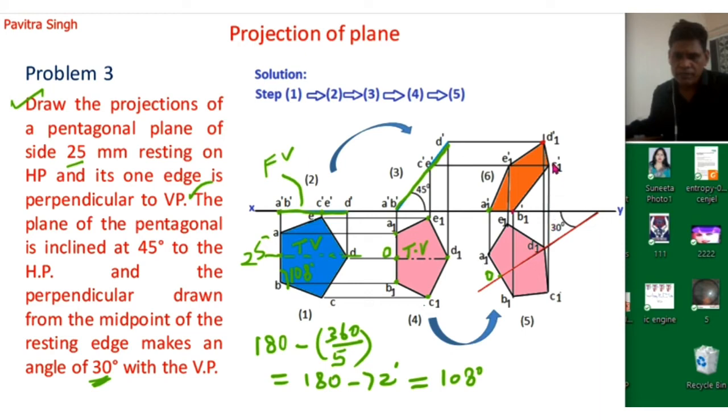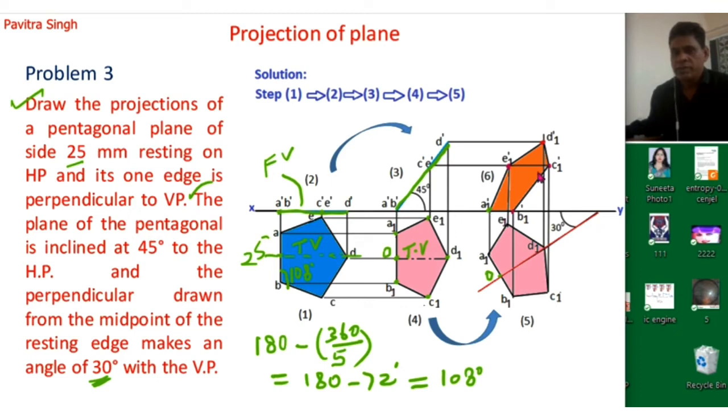Vertical line from point C1 and horizontal line from point C dash. So this will be point C1 dash. Now vertical line from point D1, horizontal line from point D dash. So we will get this point D1 dash. Similarly, horizontal line from point E dash, vertical line from point E1. So we will get this point E1 dash. So now we are having 5 points A1 dash, B1 dash, C1 dash, D1 dash and E1 dash.